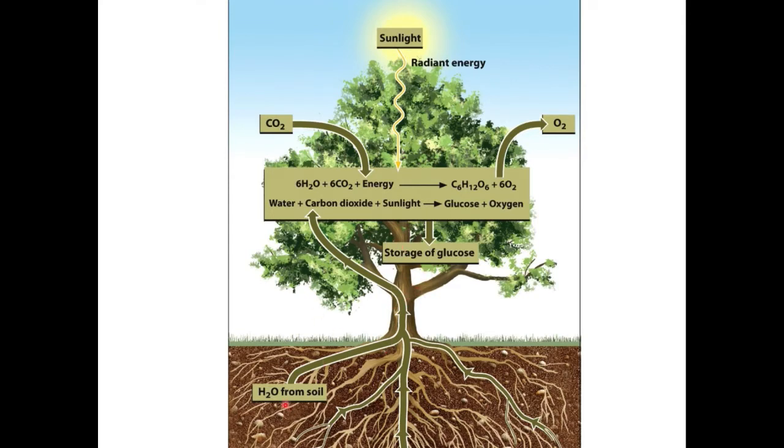The tree has its roots that go down into the soil, and those roots absorb water and other nutrients in that water. And the tree then, as sunlight strikes the tree, combines water and carbon dioxide from the atmosphere and also from within air within the soil. And the energy is that sunlight.